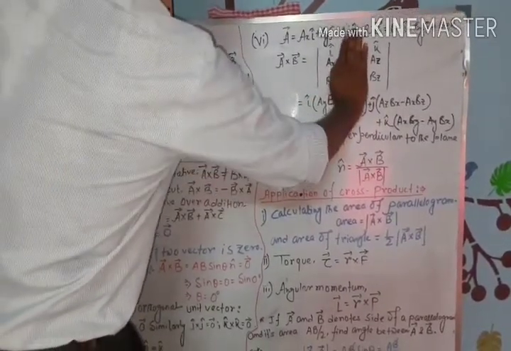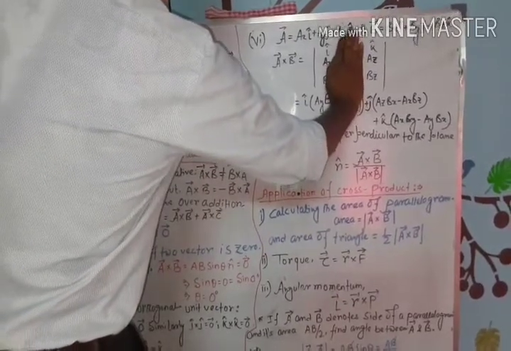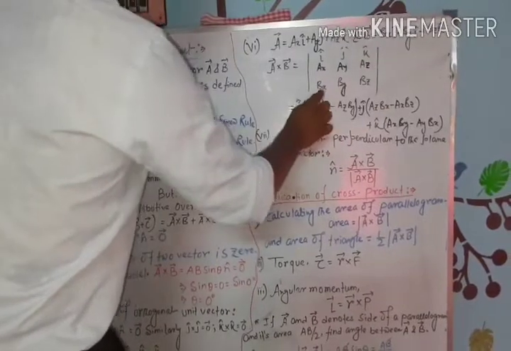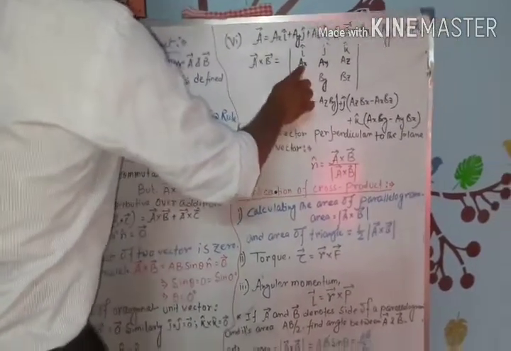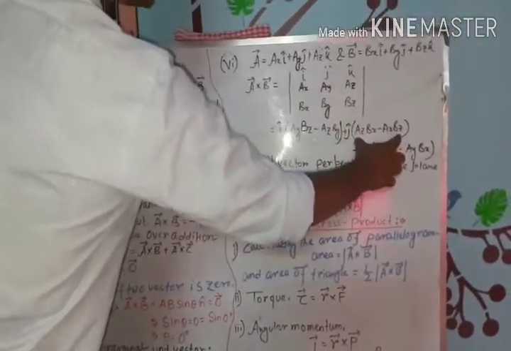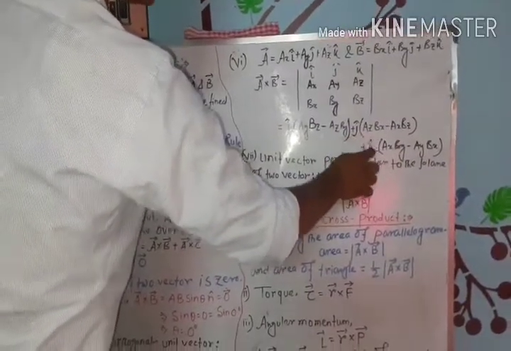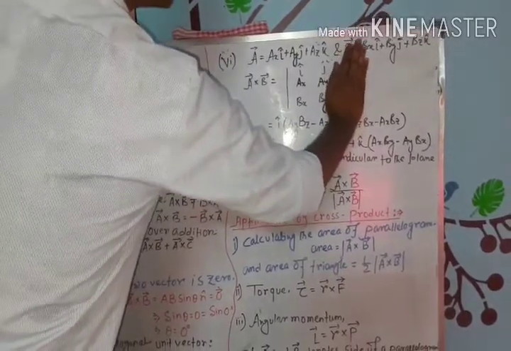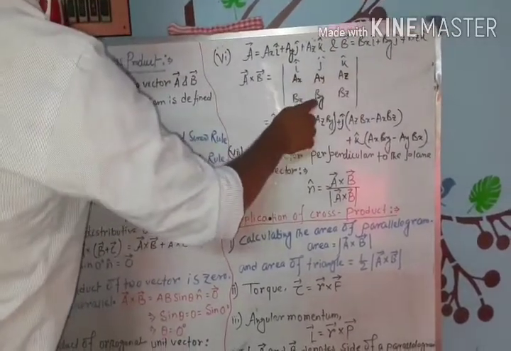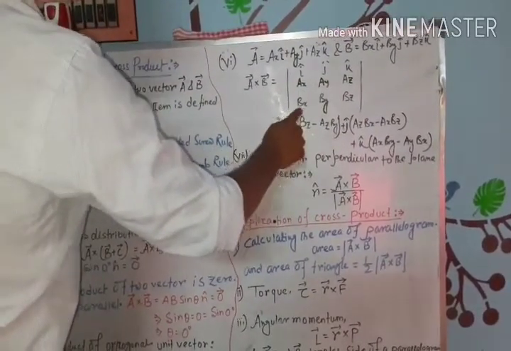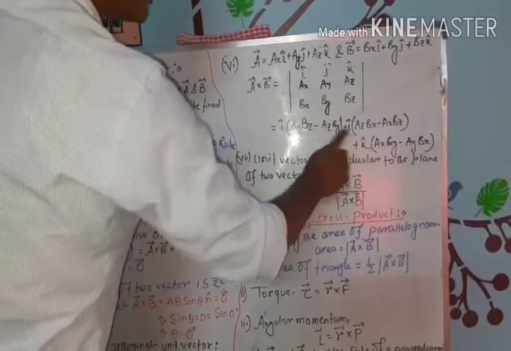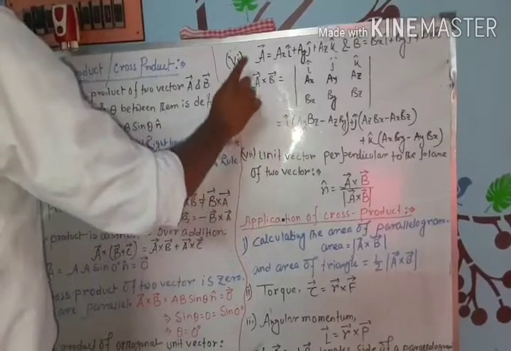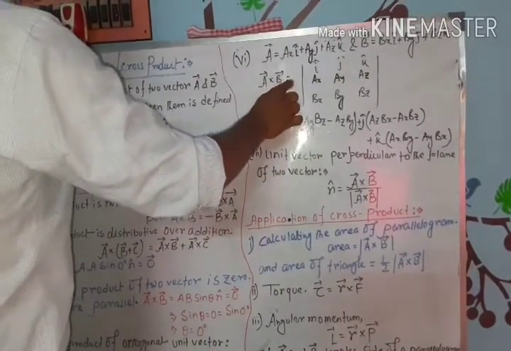Whenever you determine j cap, close the j cap and start the cross multiplication from the next one, that is Az Bx minus Ax Bz, and this is the component of j cap, plus k cap. Whenever you determine k cap, close it and start from the next one, that is Ax By minus Ay Bx, which is the component of k cap. So by this particular process we can determine the cross product of two given vectors.